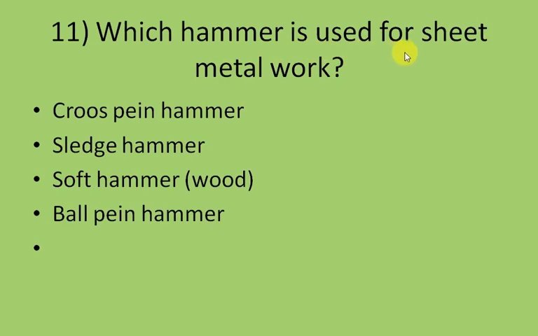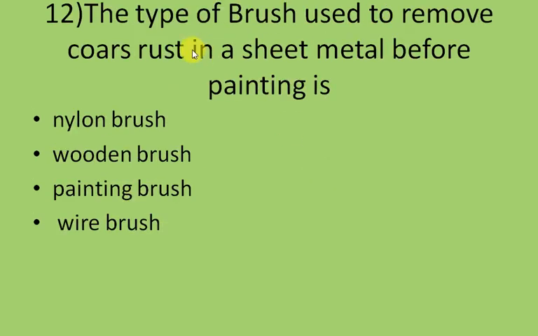Which hammer is used for sheet metal work? It is a soft hammer, made of wood. The tool used to remove coarse rust in sheet metal before painting is a wire brush.